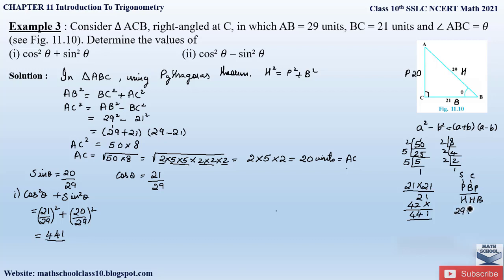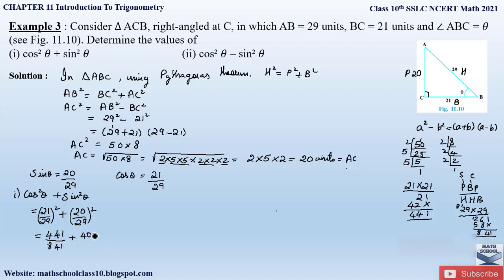Again multiply 29 into 29. 9 9s are 81. 9 2s are 18, 18 plus 8 is 26. Again carry 1, 2 2s are 4, 5. So 1. 8 plus 6 is 14. Carry 1. 5 plus 2 is 7. 7 plus 1 is 8. So it is 841. Plus what is 20 square?